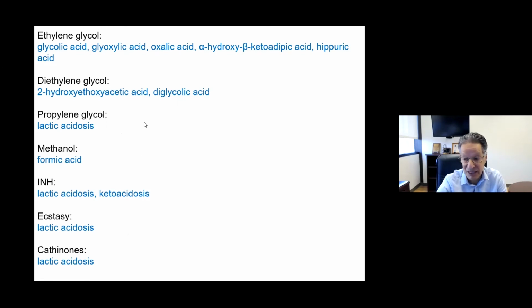So what are the acids? I mean, that's a key question. We know the compounds, but what organic anion is actually coming out, and these are coming out with a proton. So with ethylene glycol, probably the most complicated: glycolic acid, glyoxylic acid, oxalic acid. You can see these here. Diethylene glycol, propylene glycol, lactic acidosis. Methanol leads to the formation of formic acid, which is thought to cause the optical abnormalities. INH actually leads to a lactic or ketoacidosis. Ecstasy, lactic acidosis, and cathinones are narcotic-like compounds that also induce a lactic acidosis.